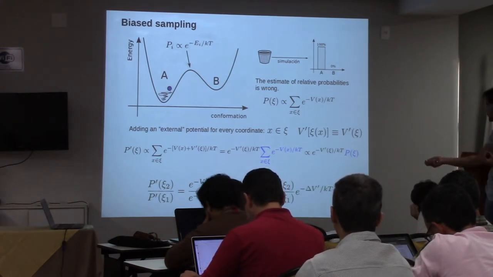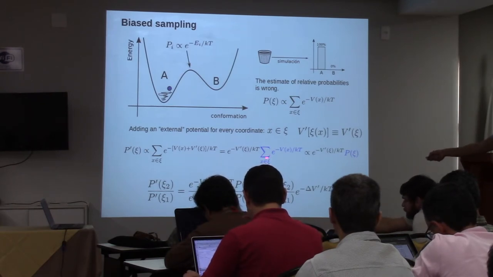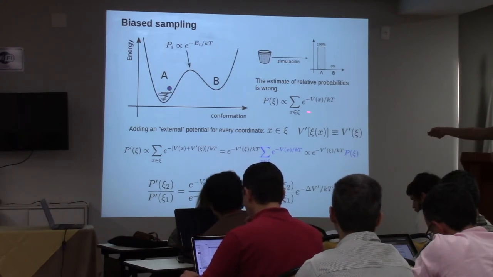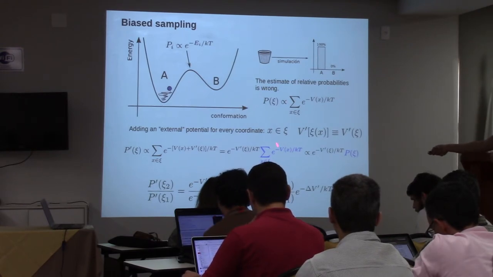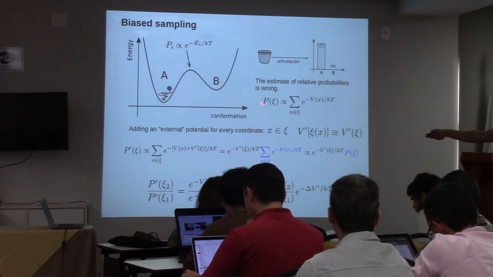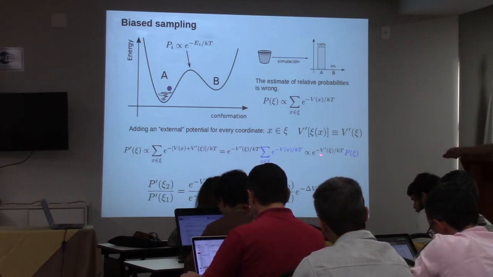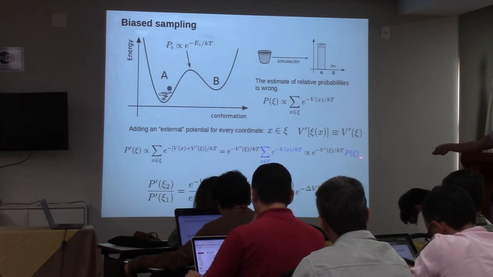So this is an operation, believe me. This is the sum over all configurations compatible with this reaction coordinate of the exponential of the potential energy, and this is the same sum which is here. So this is proportional to the original probability of this reaction coordinate. So the probability of this reaction coordinate in the perturbed potential is proportional to the exponential of the perturbation times the probability in the original potential.